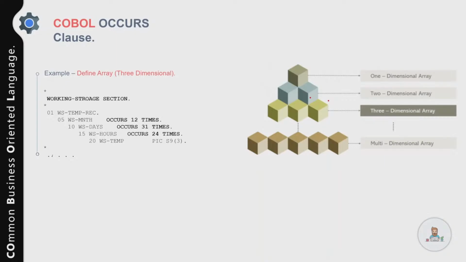So in short, you have 12 months. Within those 12 months, each month is going to have 31 days, and each day is going to have 24 different slots where you're going to store the temperature for that particular day.